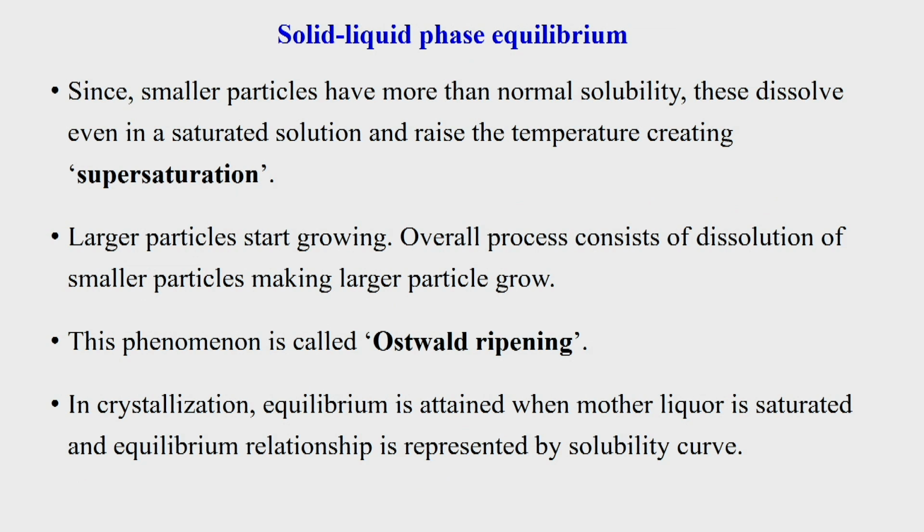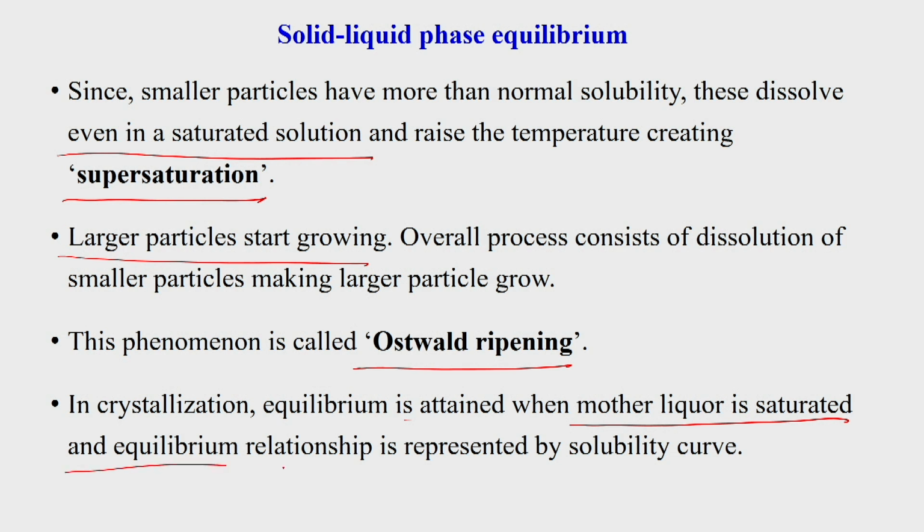Since the smaller particles have more than normal solubility, they dissolve even in a saturated solution. A saturated solution means the maximum amount of solute is present at that particular temperature and pressure; raising the temperature creates supersaturation. Larger particles then start growing, and the overall process consists of dissolution of the smaller particles, making the larger particles grow. This phenomenon is called Ostwald ripening. This way the particles associate in all three directions, x, y, z, and a big crystal is formed.